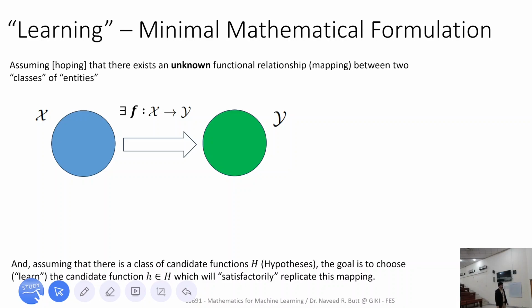Now, further assuming that there is a class of candidate functions H, hypotheses, the goal is to choose or learn the candidate function h from H, which will satisfactorily replicate this mapping. So what does this mean mathematically? This is what it means.